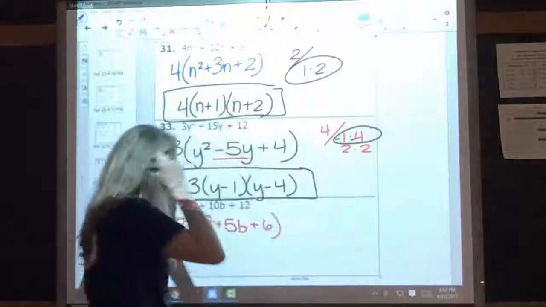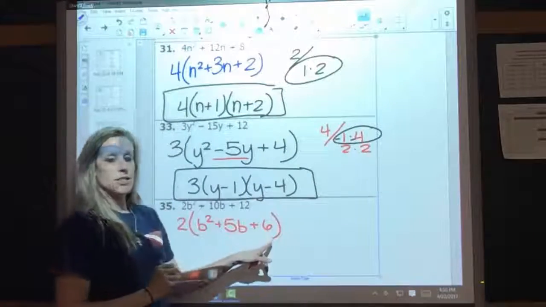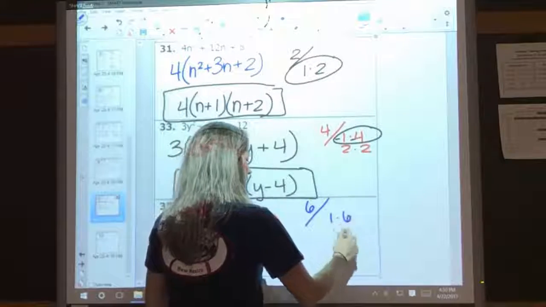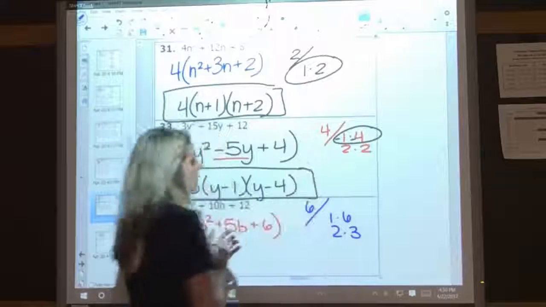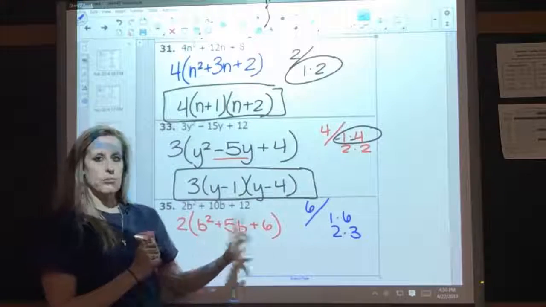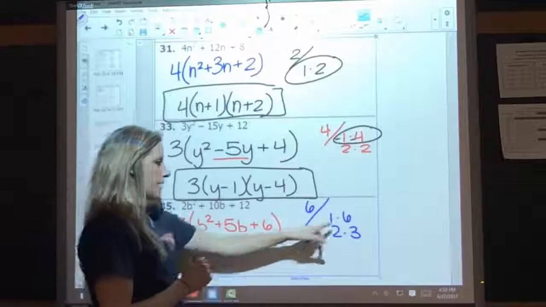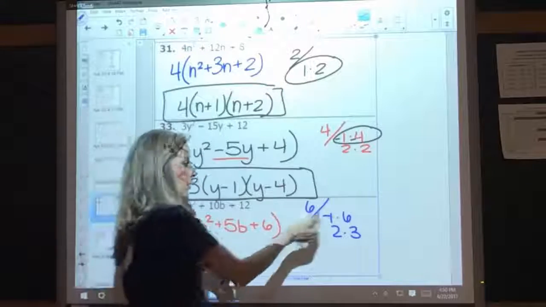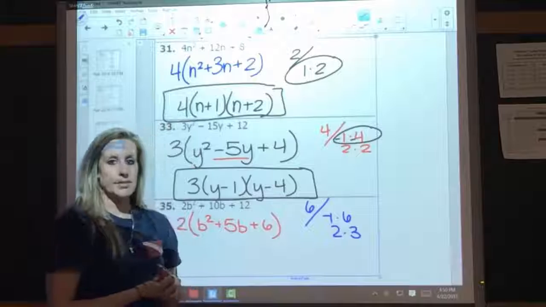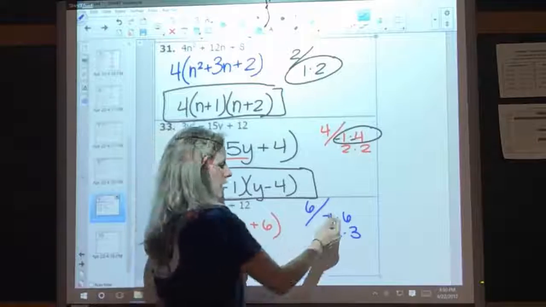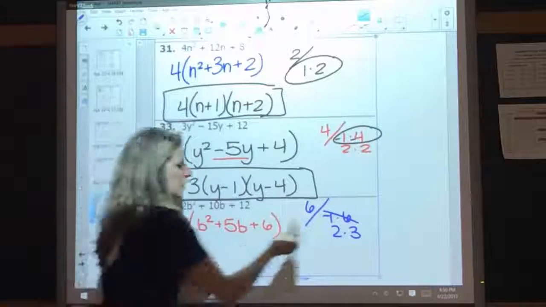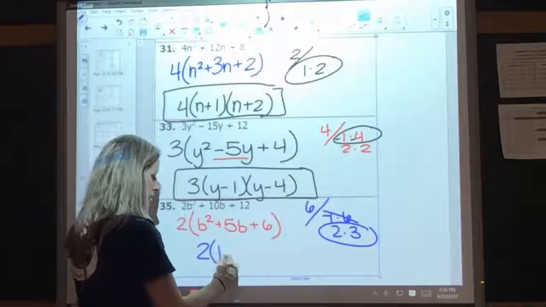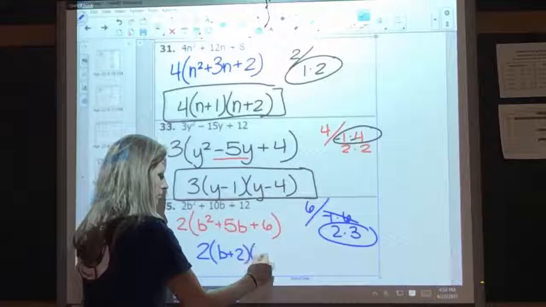Okay, so I'm going to find the factors of 6. I'm going to have, let's see, 1 times 6, 2 times 3. Now, both of those will work, but if I do 6 minus 1 to give me a 5 in the middle, will those multiply to give me positive 6? Okay, and they won't. They give you negative 6. So I'm going to pick the 2 and the 3. So it's going to be 2, and then b plus 2, b plus 3.